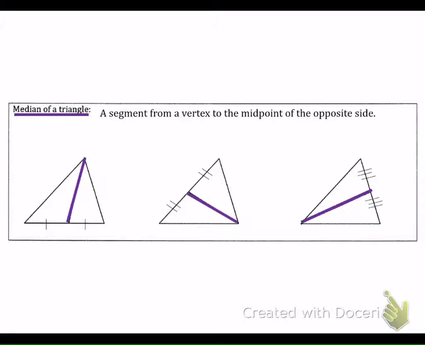So from the midpoint of one side across to that angle, that can happen 3 different times. So 3 medians per triangle, just like there's 3 angles, 3 sides, 3 medians.